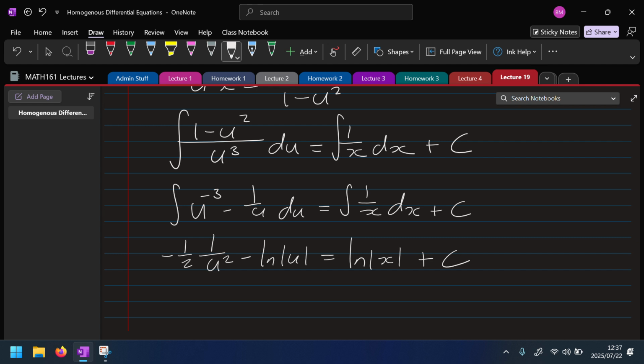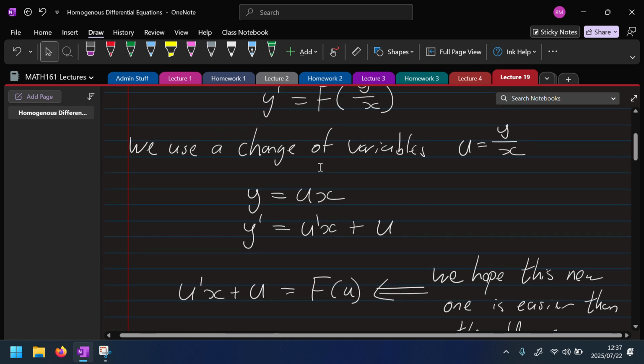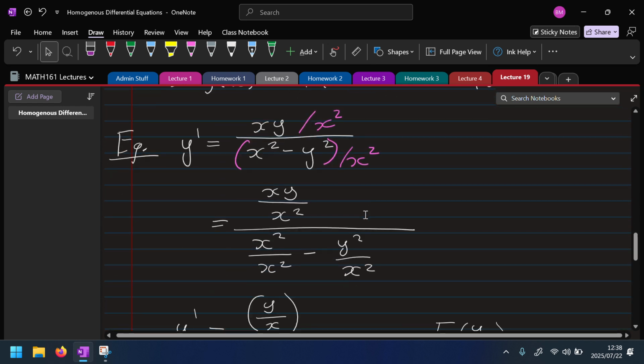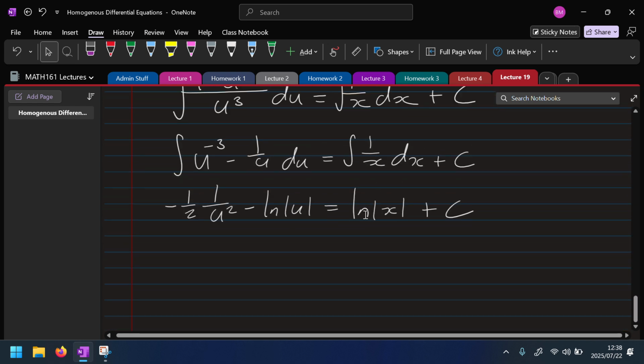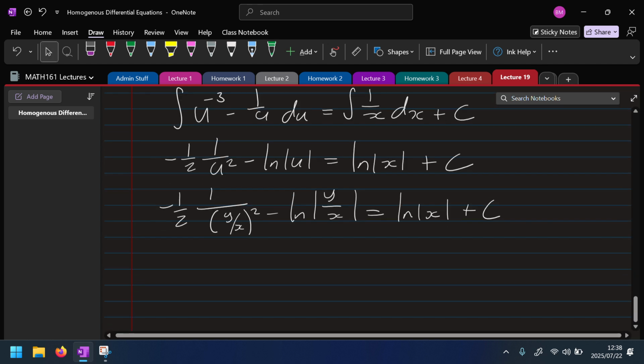Okay, so we have our expression for u. Now we want to go back to y. So remember, back up a little bit. Over there, u is y over x. So we're just going to substitute that in now. Okay, so we're going to have minus 1/2 1 over y over x squared minus the natural log y over x is equal to the natural log of x plus c.